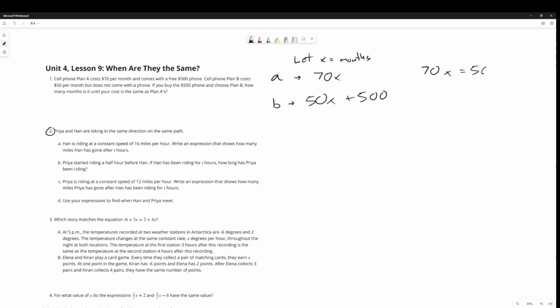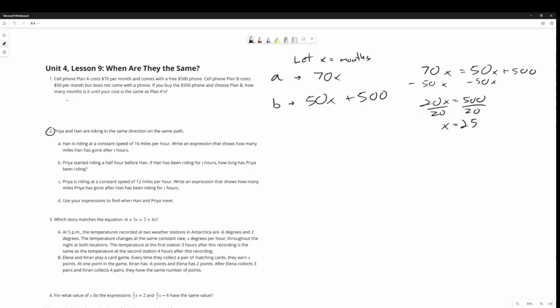So I should have 70X equals 50X plus 500. And I'm going to subtract 50X from both sides. You might have subtracted 500 first, that's okay. I'm going to get 20X equals 500. I'm going to divide both sides by 20. And I'm going to get X equals 25.